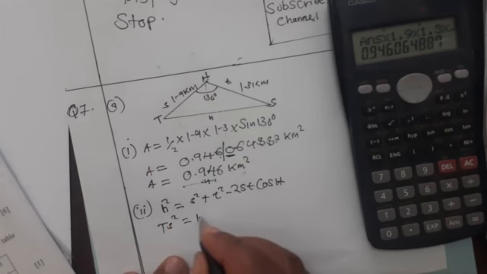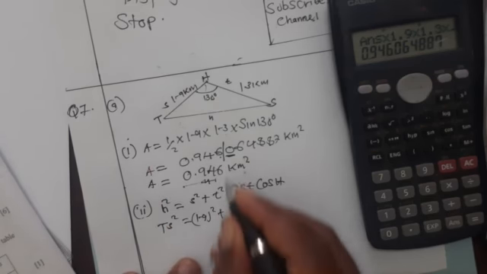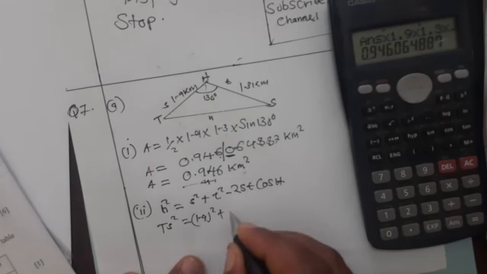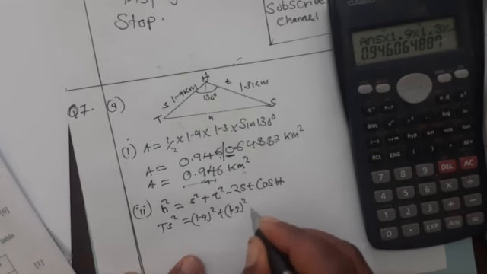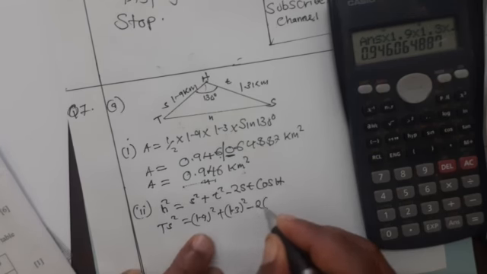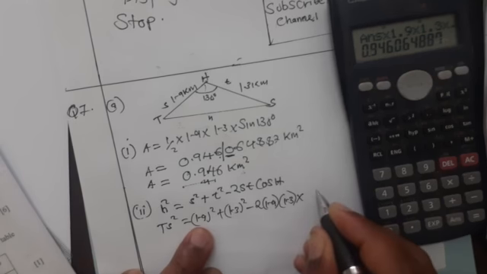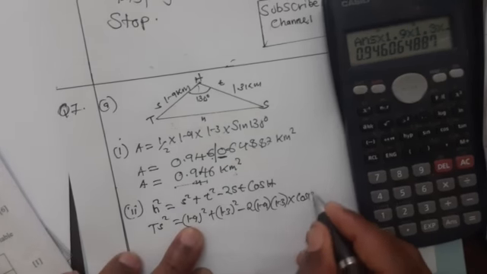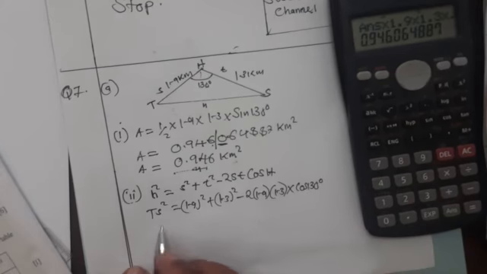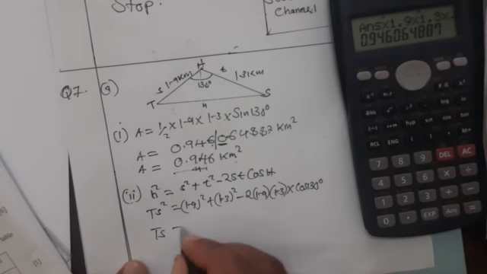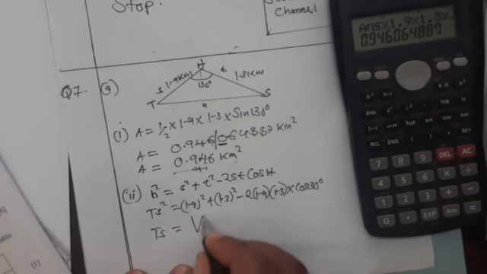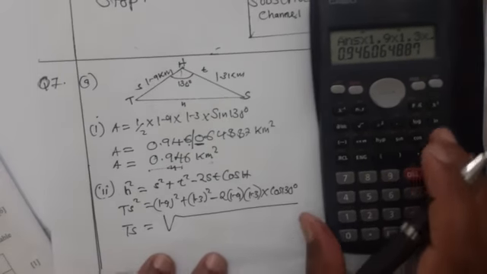So here where there's h squared, I can just put TS squared is equal to, what is S? S is 1.9. 1.9 squared plus 1.3 squared minus 2. You put 1.9 here times 1.3 times cos 130. Okay, so I'll say TS, when I introduce the square root, will be the square root of whatever we're going to find here. Alright?